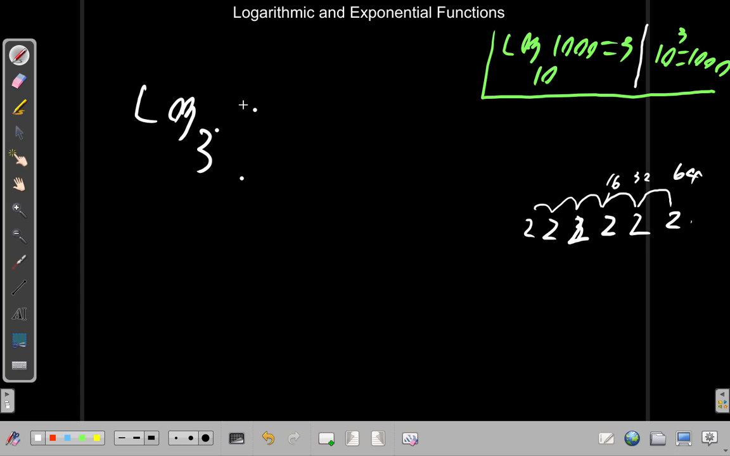So the answer is 5. You're finding a logarithm of a number called the number x.